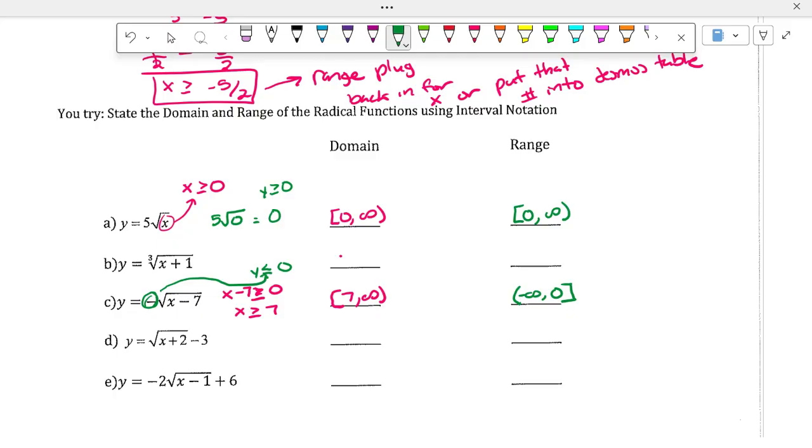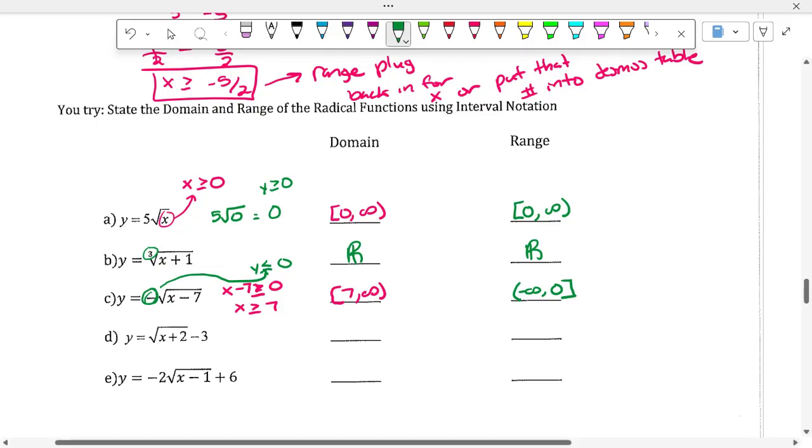So again, if you have a negative, the range flips. Not the domain, the range. The domain typically remains as greater than or equal to, but the range can flip depending on if it's negative or not. Cubic functions, just know for a cubic, it's always going to be all real numbers. So if you see a cubic, it's all real numbers. Any questions? All right, so that's it for today.